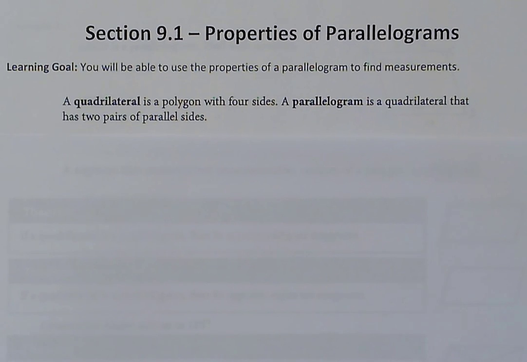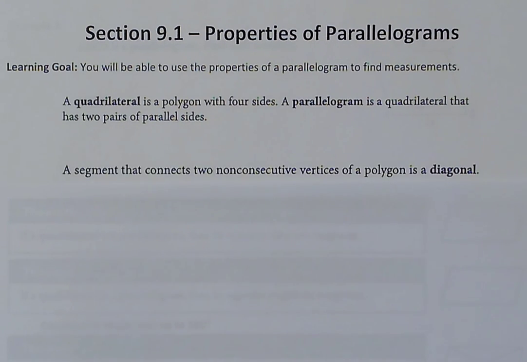Alright, so now that we have talked about what a parallelogram is, it's a quadrilateral that has two pairs of parallel sides. We're going to start to look at our different theorems or different properties of a parallelogram. Now before we do that, just real quick, a segment that connects two non-consecutive vertices of a polygon is a diagonal. And we're going to take a look at diagonals and the property from parallelograms here at the end.